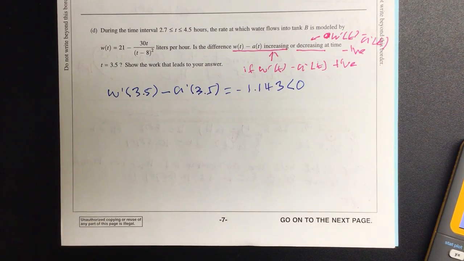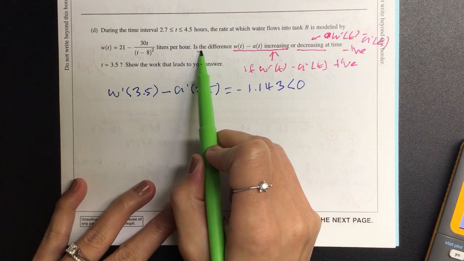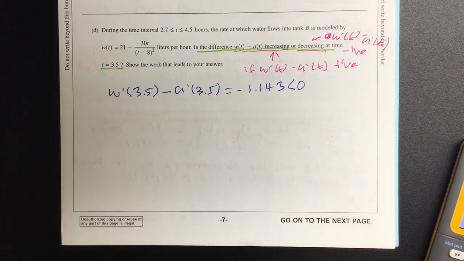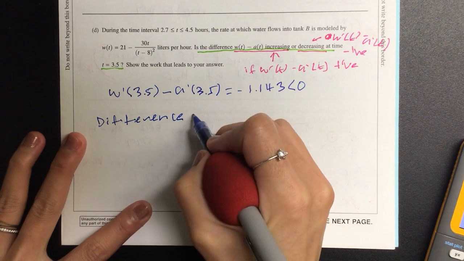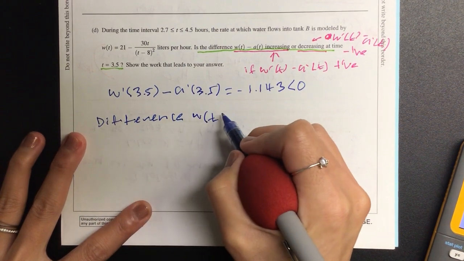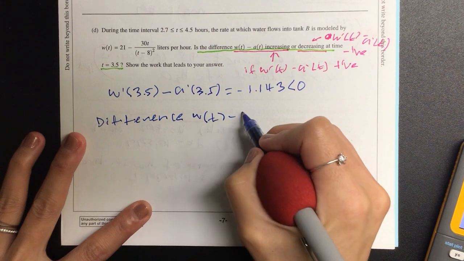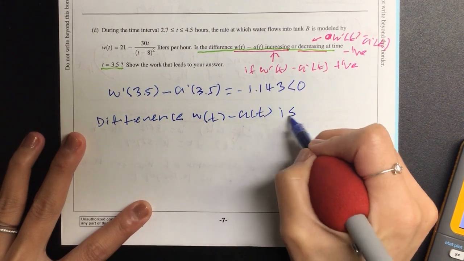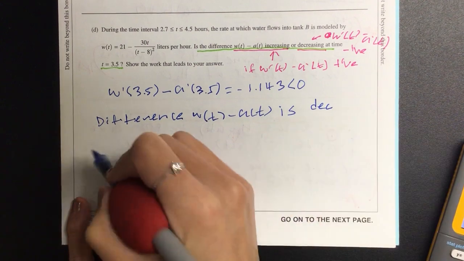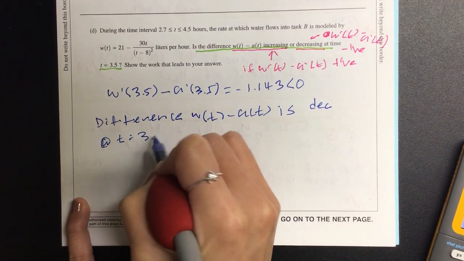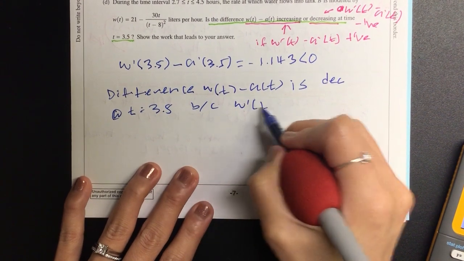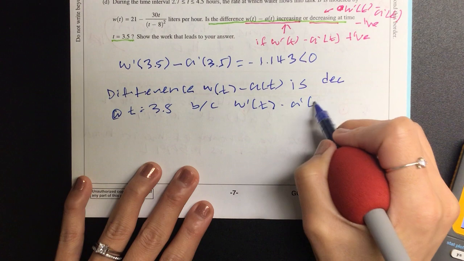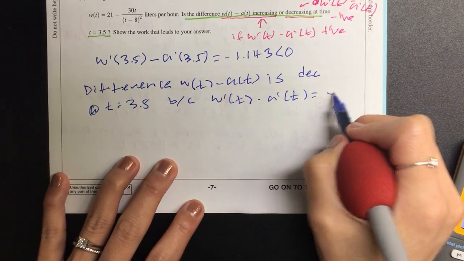So let's go ahead and take our sentence stem. I'm going to go from the difference between blah, blah, blah at t is equal to, or is decreasing. So let's put the difference W of t minus A of t. Is it increasing or decreasing? It is decreasing at time 3.5 because the primes are what kind of number? Negative. Is negative.